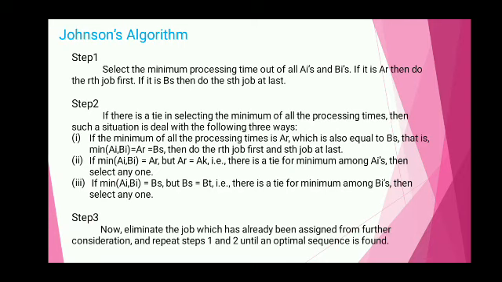Step 2. If there is a tie in selecting the minimum of all the processing times, then such a situation is dealt with in the following 3 ways. If the minimum of all the processing times is Ar, which is also equal to Bs, that is minimum of Ai, Bi equals Ar equals Bs, then do the rth job first and the sth job at last. If minimum of Ai, Bi equals Ar, but Ar equals Ak, that is there is a tie for minimum among Ais, then select any one. If minimum of Ai, Bi equals Bs, but Bs equals Bt, that is there is a tie for minimum among Bis, then select any one.